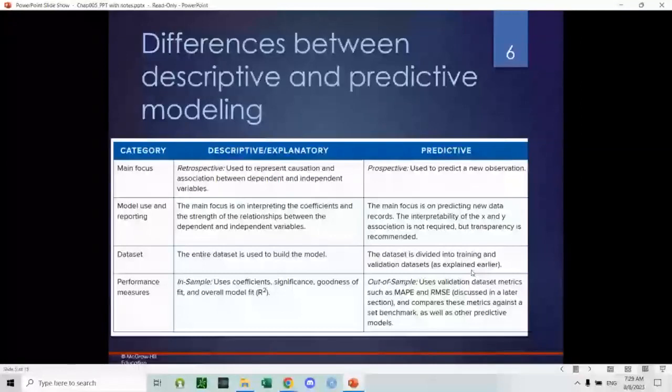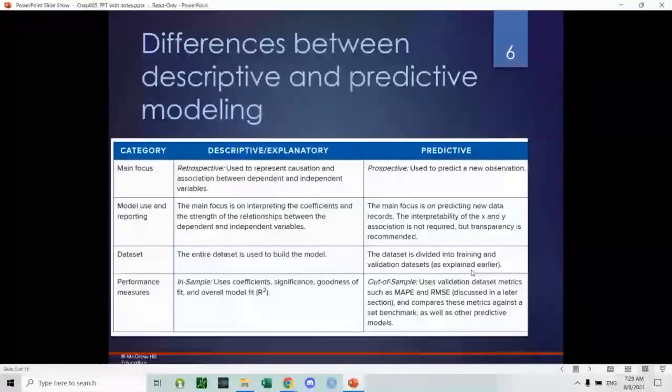Okay, so the table shown here has the primary differences between descriptive and predictive modeling. Descriptive modeling is used to represent the association between independent and dependent variables in a retrospective way. Predictive modeling uses a prospective view to predict a new observation. In descriptive modeling, the focus is on interpreting the coefficients and the strength of the relationship between the dependent and independent variables. In predictive modeling, the focus is on predicting new data records.